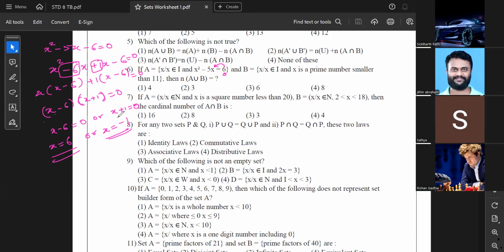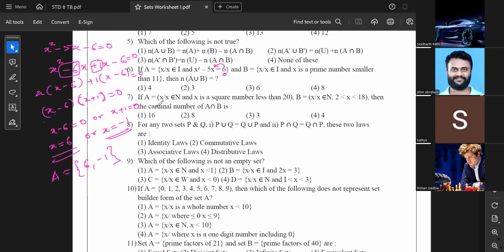So okay, let me just complete the explanation, otherwise it will remain incomplete. So this is A. So A comprises what? A comprises integers, right? So 6 and minus 1 both are integers. So 6 and minus 1, these are the elements of A. I just found the elements of A.